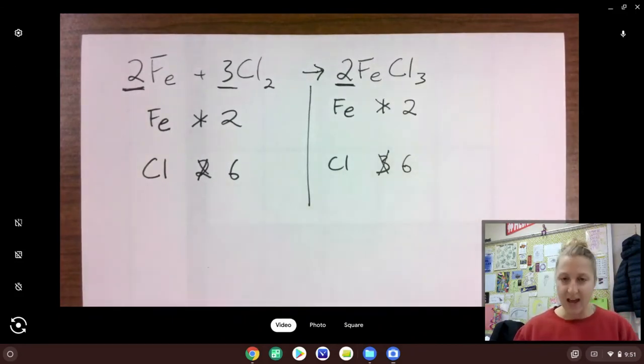So hopefully this is a decent brief introduction to you guys on how to balance chemical equations. Again, some of this is trial and error, but I think once you start doing them, you'll get the hang of it, and it's really not too bad. Some people actually enjoy them. I enjoy them. They're like little puzzles.